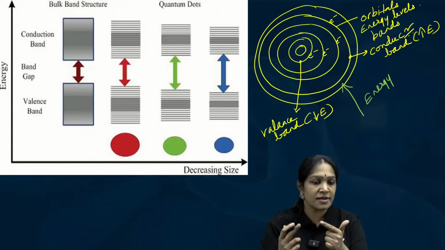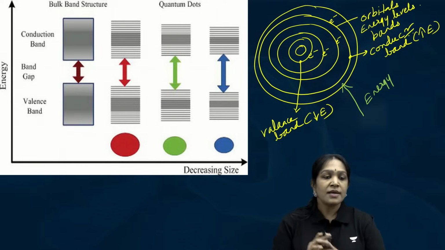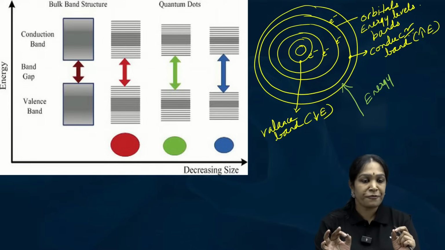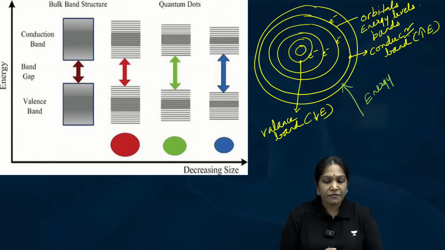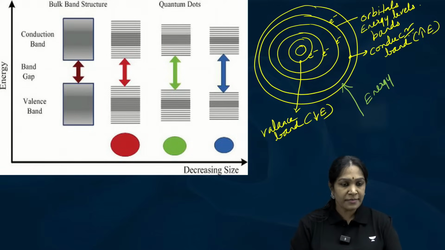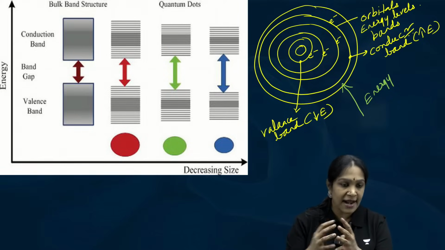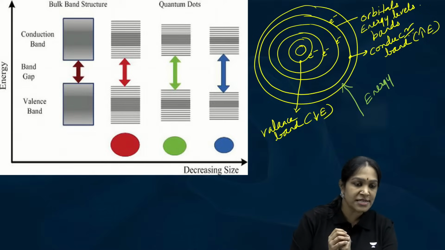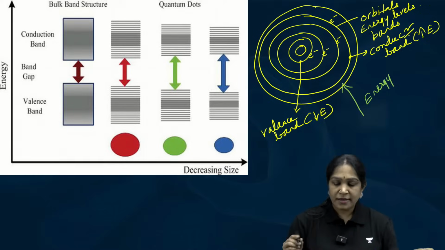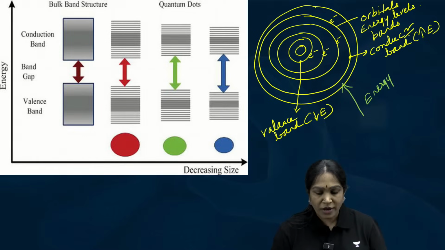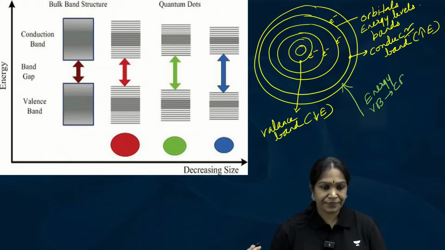Now, when you give energy to this atom from external sources, the electron will jump from dash to dash. I want everybody to answer. When we give energy from outer sources to this atom, the electron gets excited and jumps from the valence band to the conduction band. Is it clear?